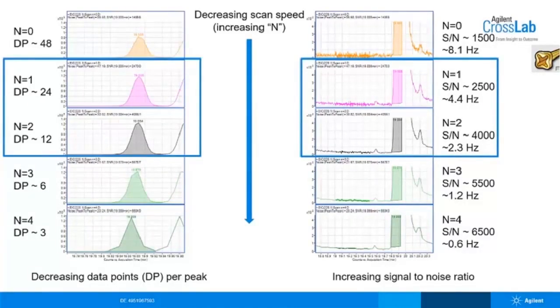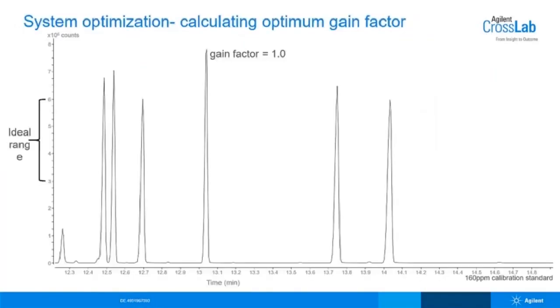And for this analysis, the best scan speeds are around n equals 1 with a scan cycle time of 4.4 hertz, and that gives you about 20 data points and a signal-to-noise ratio of 2500, or n equals 2, which is about 2.3 hertz scan cycle time, and that's 12 data points with a signal-to-noise ratio of 4000. So a good place to start for most analyses is n equals 1 or n equals 2.